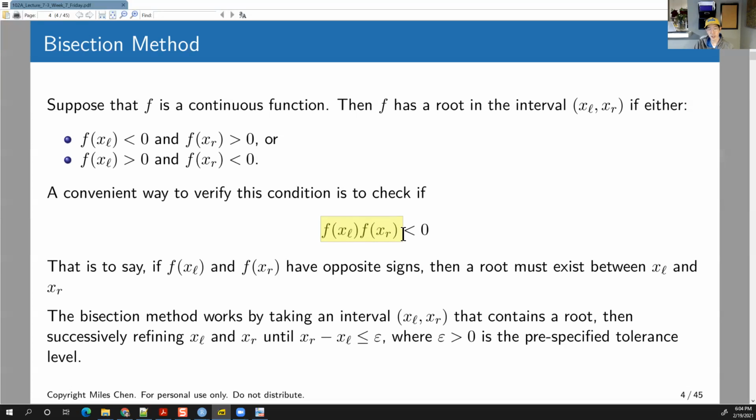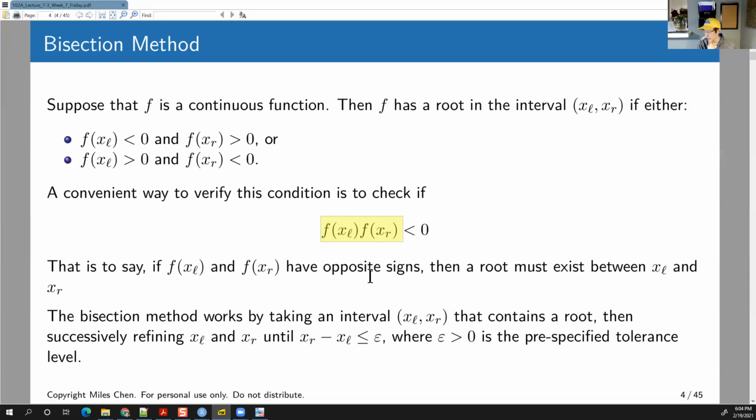One way to make sure that they have different signs is to take the product of f on the left and f on the right. As long as that product is negative, you know that one side is positive and one side is negative. You don't actually have to check which is which. You can just ask, is f on the left times f on the right negative? That's good enough. If they have opposite signs, then a root has to be somewhere between the left and the right, assuming that f is continuous.